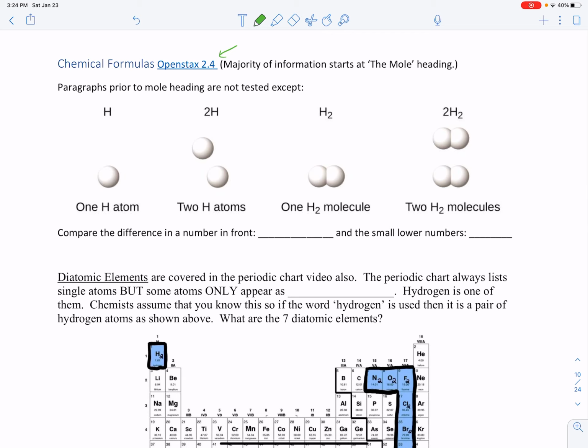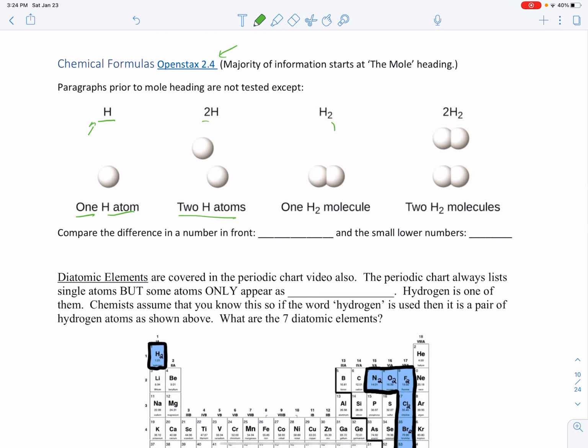If something just says a letter, that implies one, in this case, one H atom. So you don't have to write the 1 in chemistry to know that it's one H atom, one hydrogen atom. But if there's any other number, that tells you how many there are, that means there are 2 H atoms.